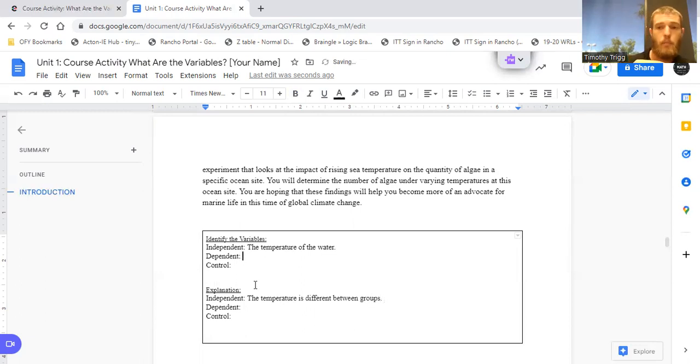What's a dependent variable? Well, dependent variable is something you're measuring, right? So we want to look at, what are we measuring? Well, the quality of the algae, right? And the number of algae, the quality and quantity of the algae. Okay. Simply put, this is what we're measuring. We are measuring the amount of algae in each group.